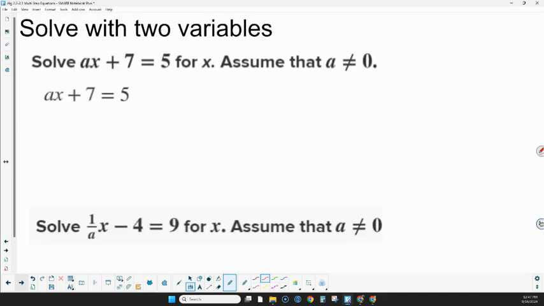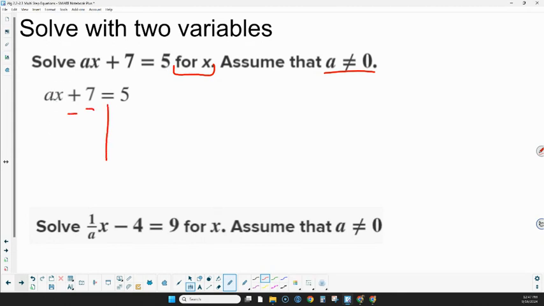Okay. We do have one more example to go through. And this, we're just solving for something. So here it says solve ax plus 7 equals 5 for x. And then obviously a can't be 0 or else this whole thing goes to 0. So here we just have to isolate x. Okay, this is something that you do a lot in science.